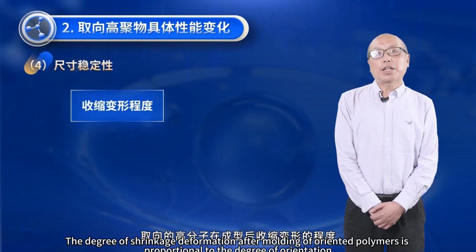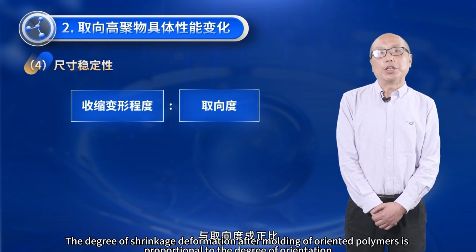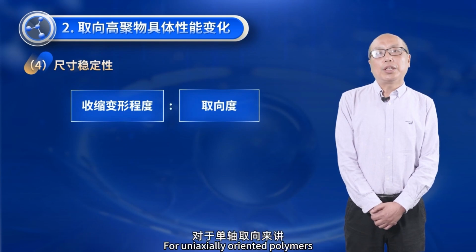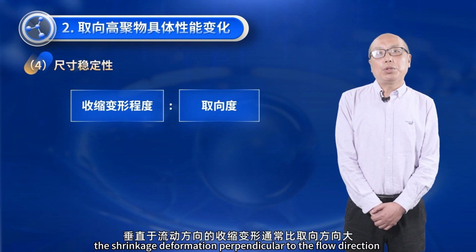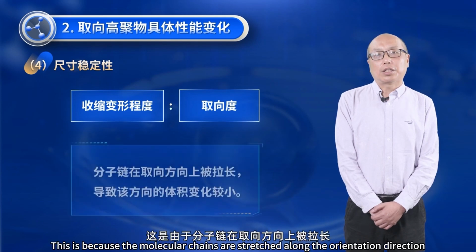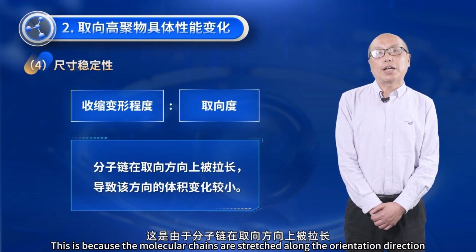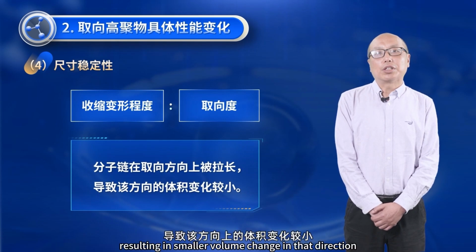The degree of shrinkage deformation after molding of oriented polymers is proportional to the degree of orientation. For uniaxially oriented polymers, the shrinkage deformation perpendicular to the flow direction is usually larger than that in the orientation direction. This is because the molecular chains are stretched along the orientation direction, resulting in smaller volume change in that direction.